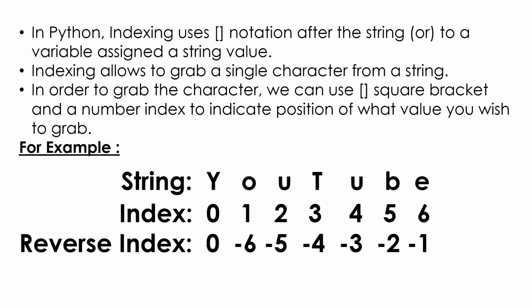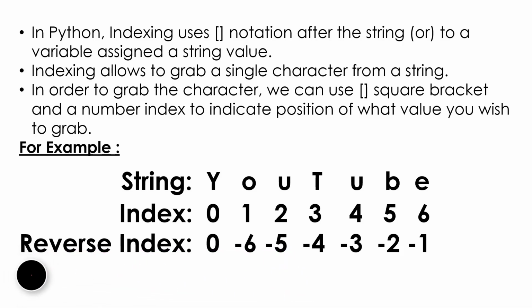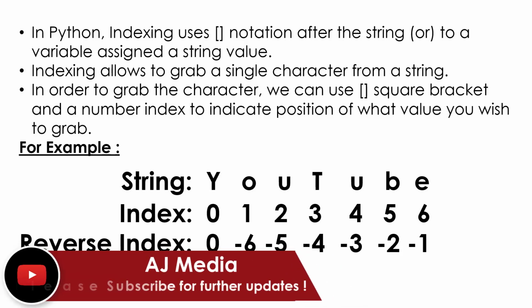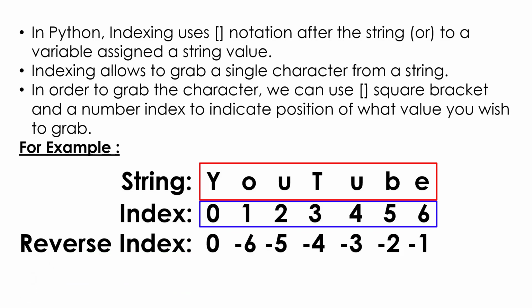Now in Python, indexing uses this notation, which is square bracket notation. You can use it after a string, or also on a variable that has a string value assigned. Using this notation, you can grab a single character from a string. For example, here you can see I have mentioned YouTube as a string. So YouTube will have a corresponding index number. Index position starts from 0 and it goes on 1, 2, 3, 4, 5, 6, as you can see here.